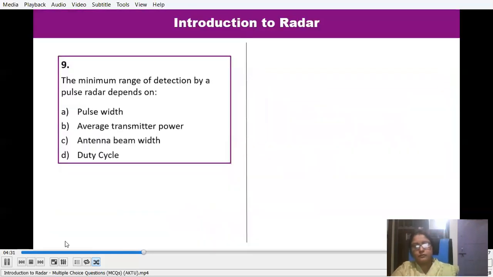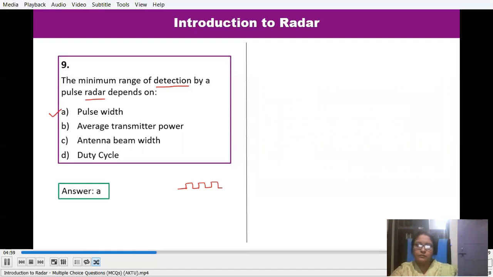Question number 9: minimum range of detection by a pulse radar depends on. Pulse radar does what? It transmits the signal in the form of pulses. So for a pulse radar, its minimum range of detection depends upon the pulse width. A is the correct answer. Yes, pulse width is the correct answer.